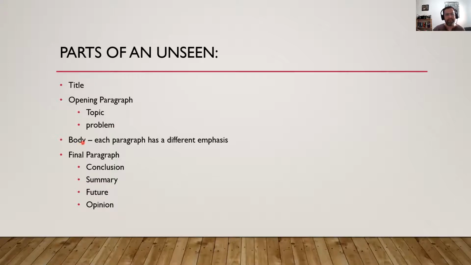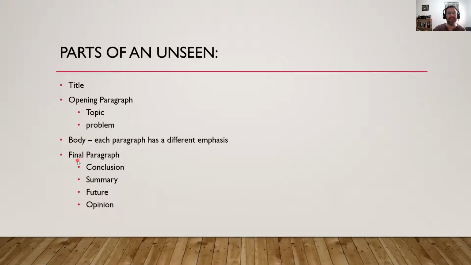The body of an unseen is like the sentences of a paragraph. Just like the sentences of a paragraph tell us more information about the topic sentence, the paragraphs in the body of an unseen tell us information about the opening paragraph, either about the topic or the problem in the first paragraph.